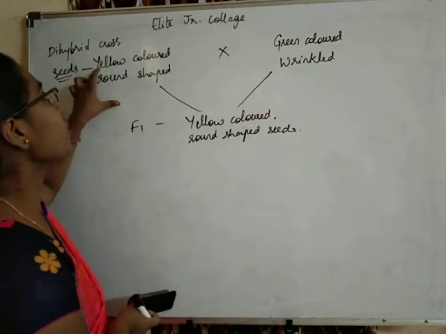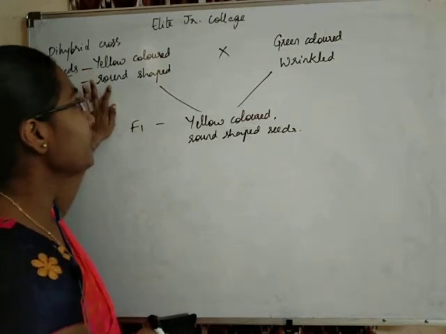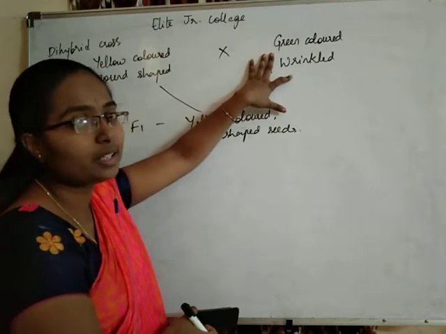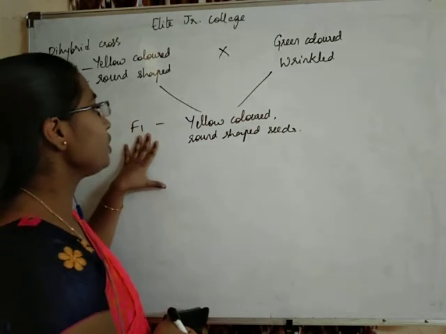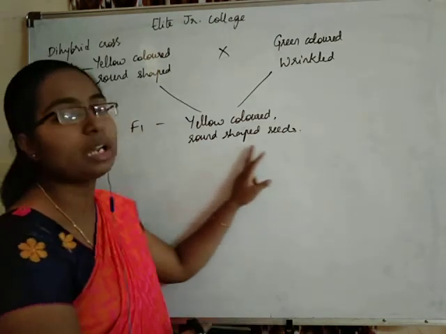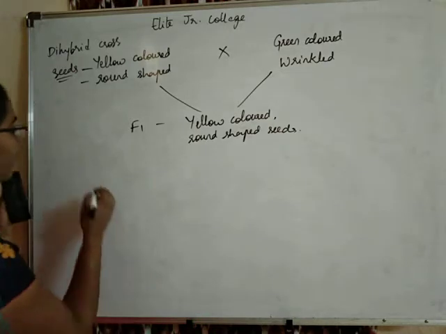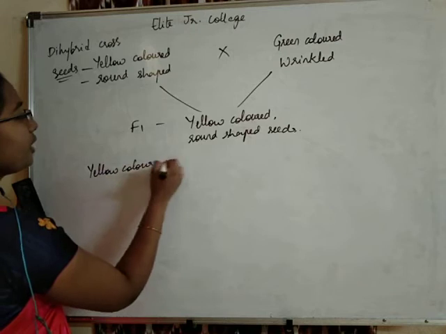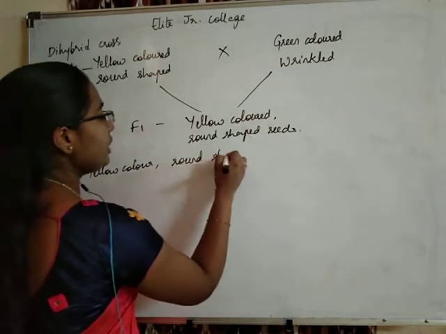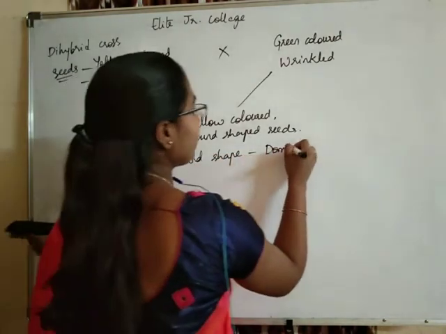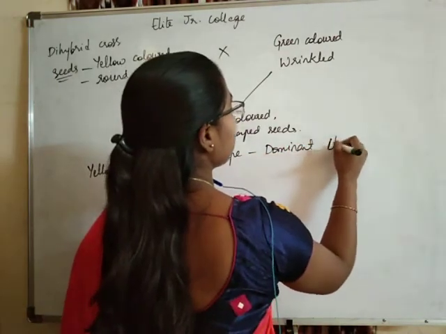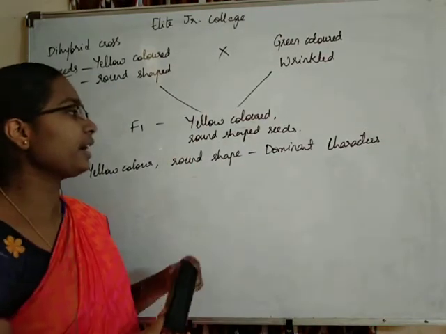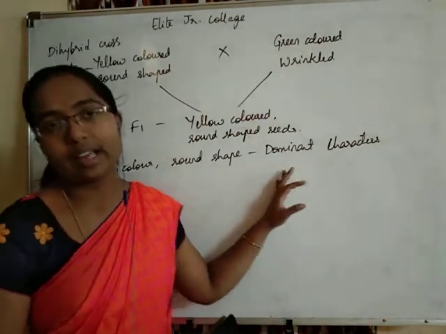One parent had yellow colored round shaped seeds and the other parent had green colored wrinkled seeds, yet the offspring in the F1 generation all had yellow colored round shaped seeds. From this we can understand that yellow color and round shape are the dominant characters. It is very clearly identified that these are the dominant characters.